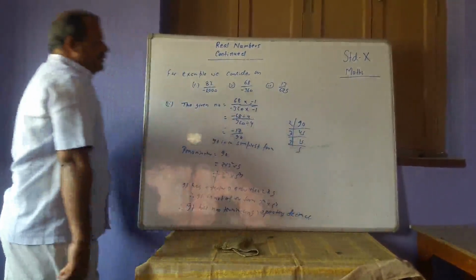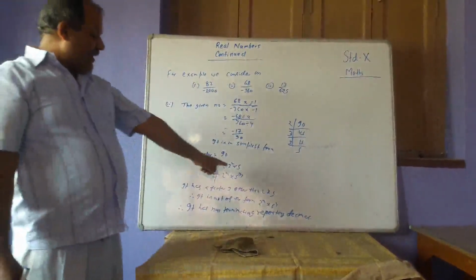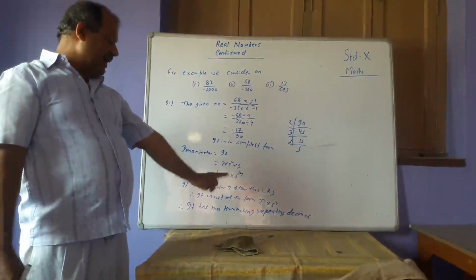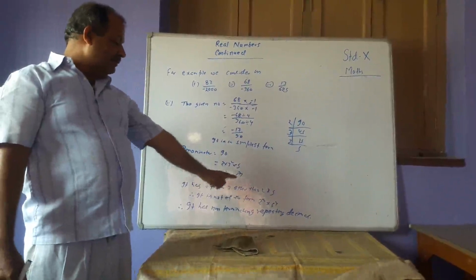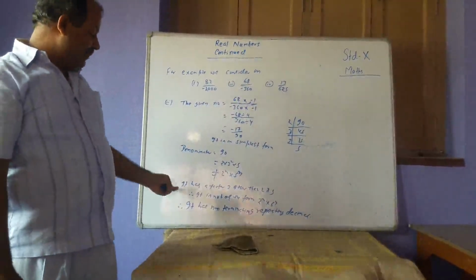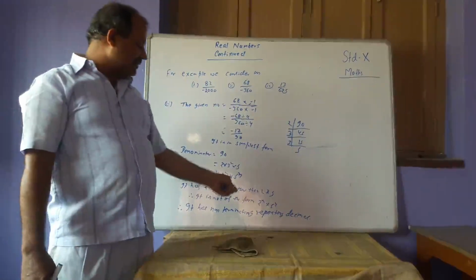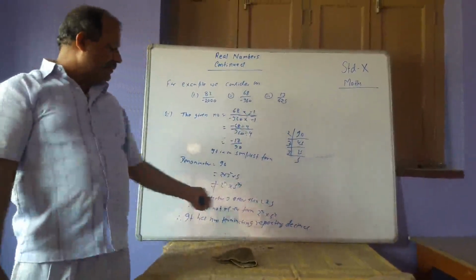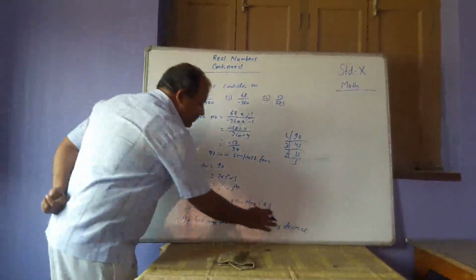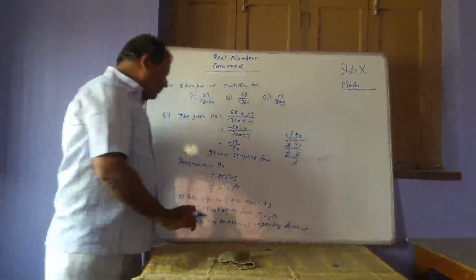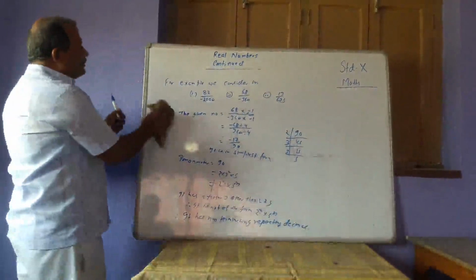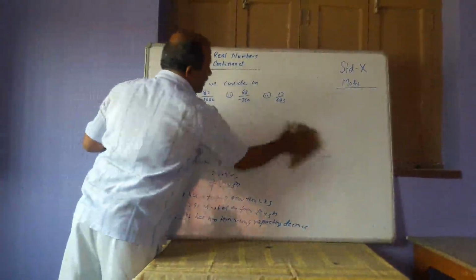We have found a factor 3 which is other than 2 and 5. Therefore, it is not of the form 2 to the power m into 5 to the power n. Therefore, it is a non-terminating repeating decimal. Now we come to the third example.